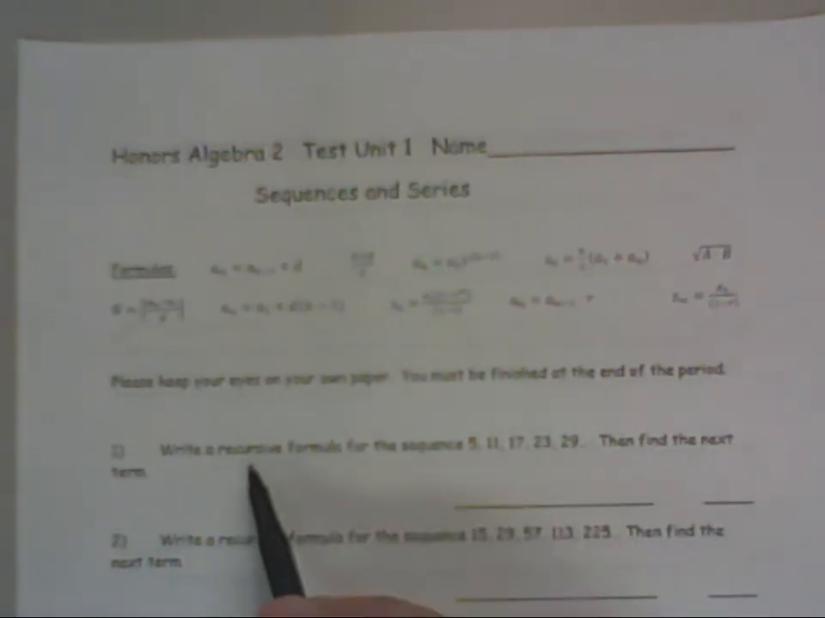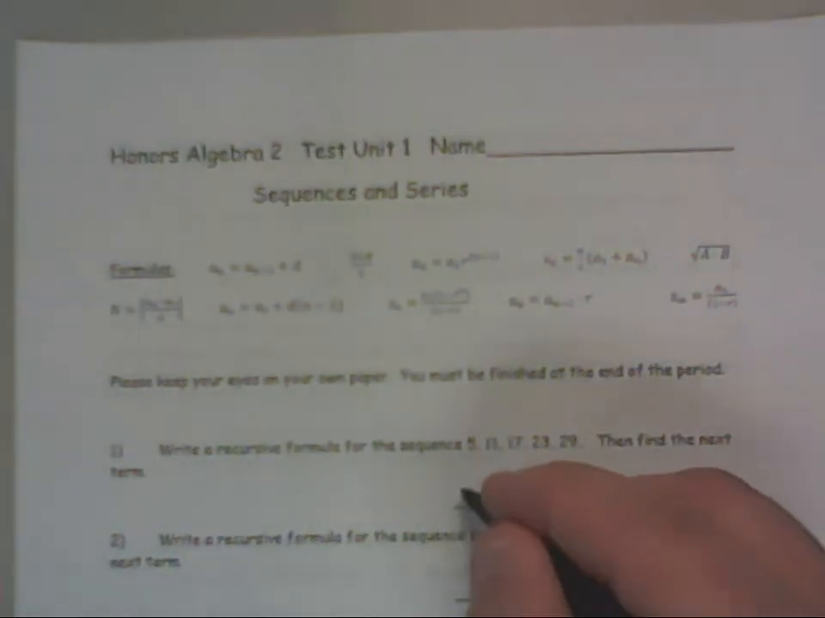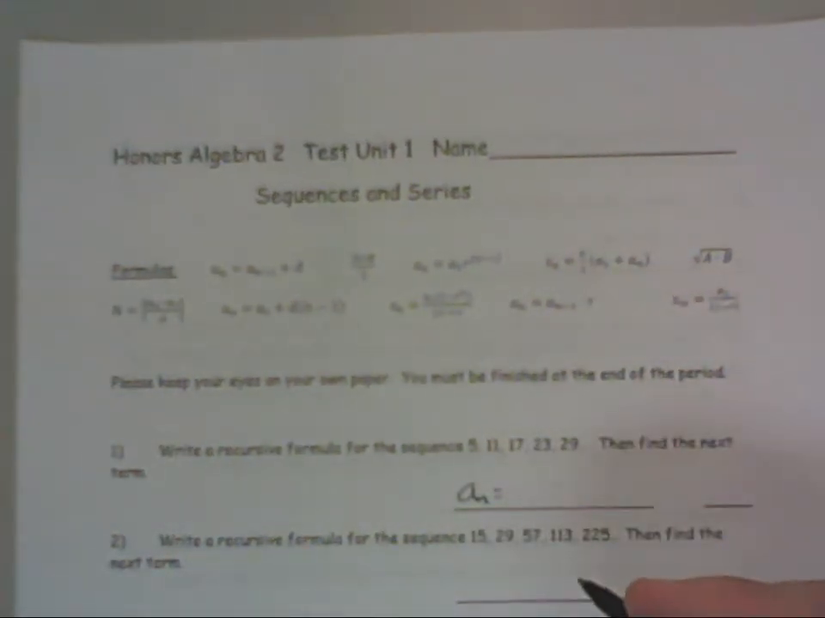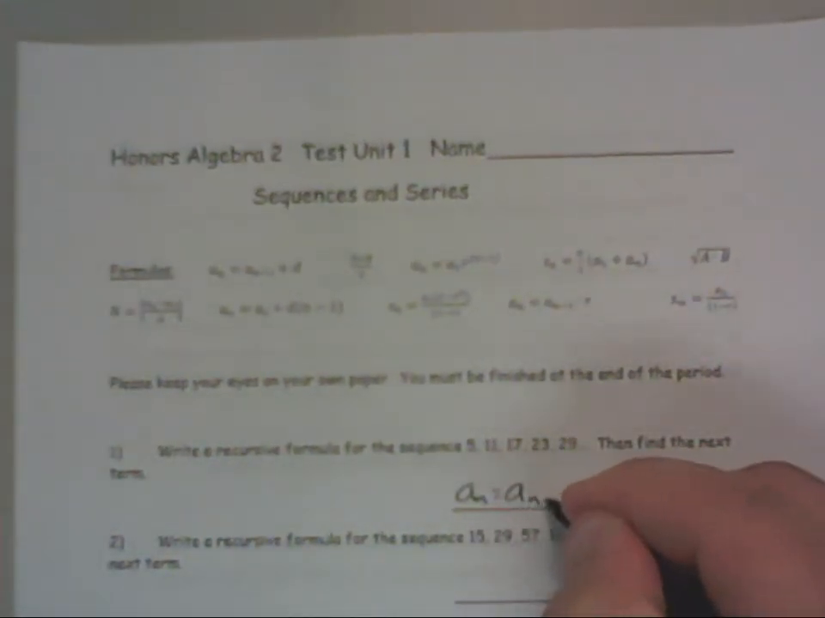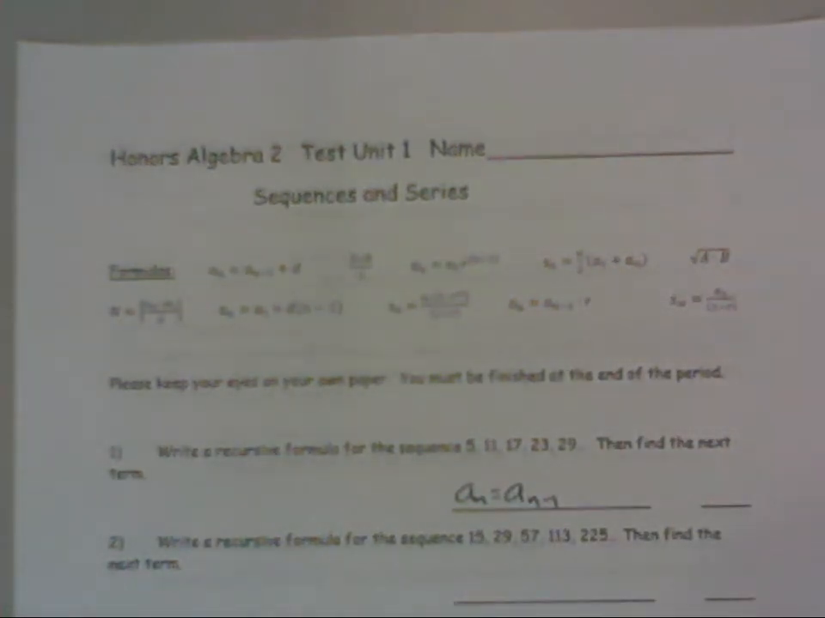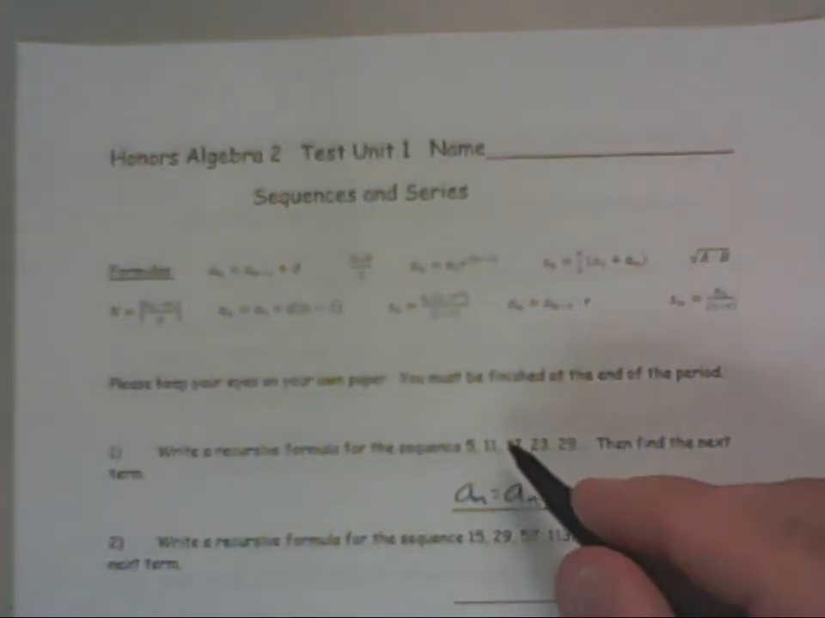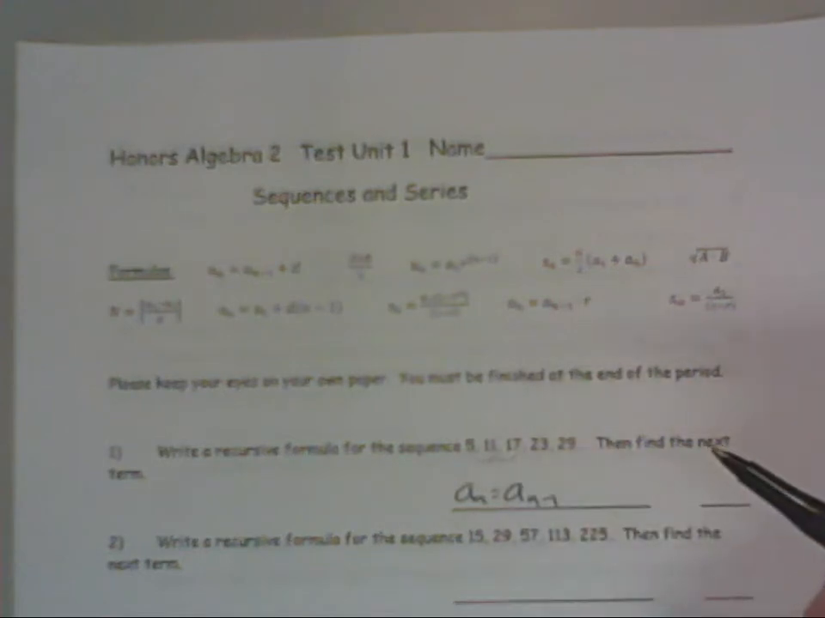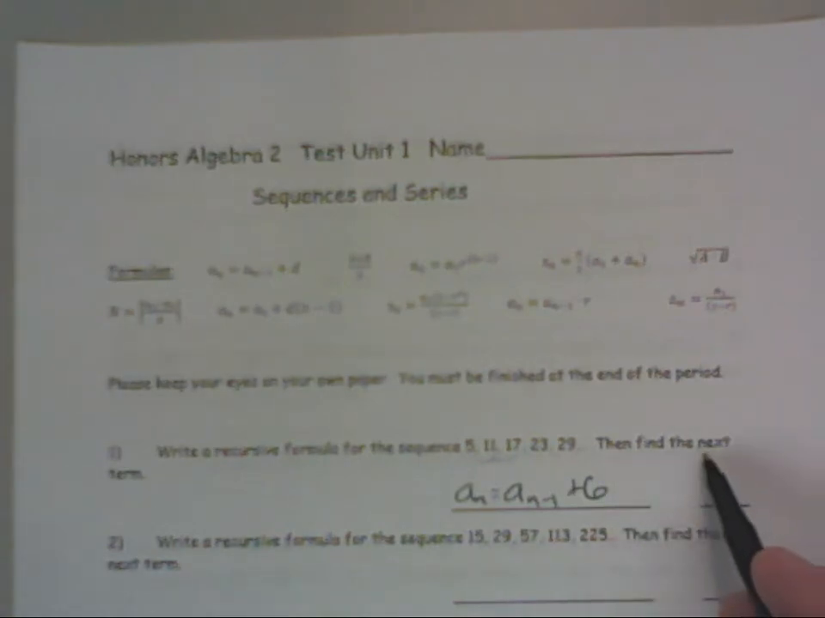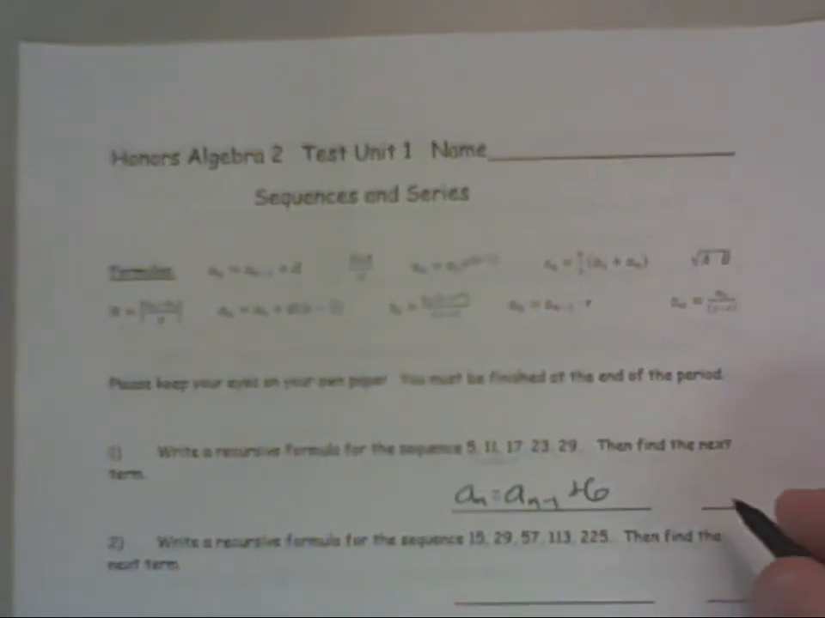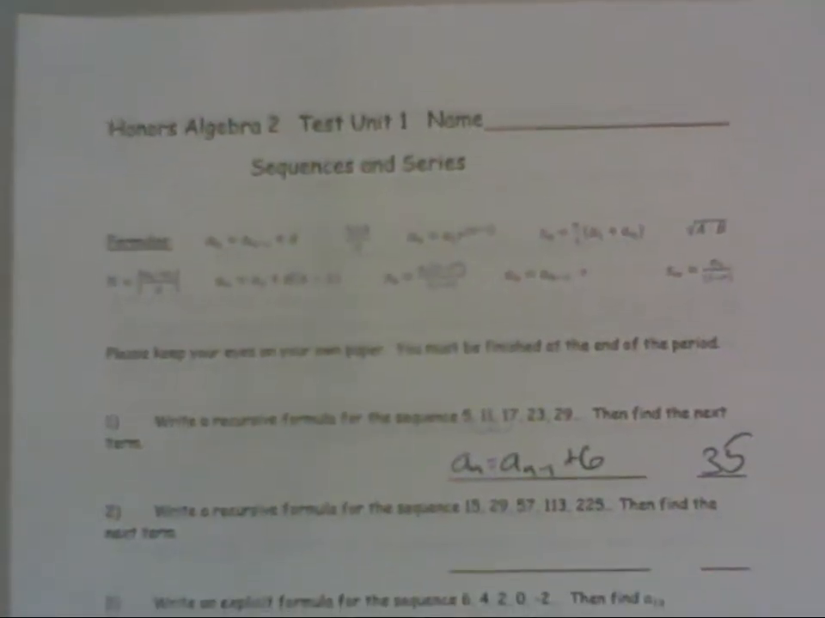So number one first, write a recursive formula for this sequence. Remember, a recursive formula is always based on the previous term. So to get a sub n, we're going to take a sub n minus 1, which is the previous term, and we're going to add, in this case, the common difference, and the common difference is 6. So we will add 6. And then when it says find the next term, we're going to take 29 plus 6, which is 35. So that's what you should have for number one.